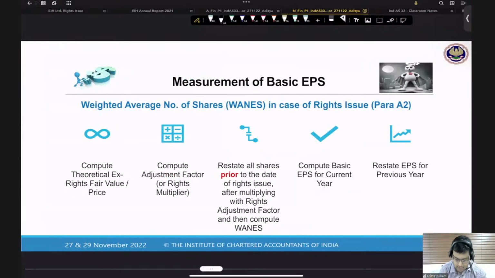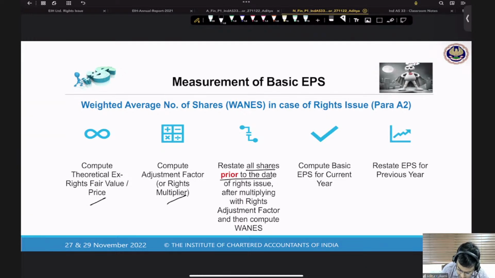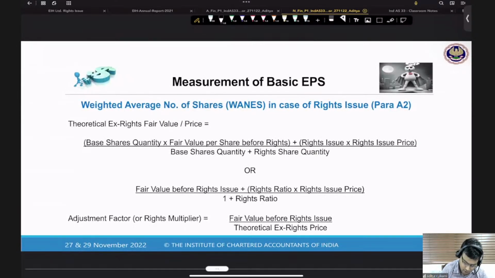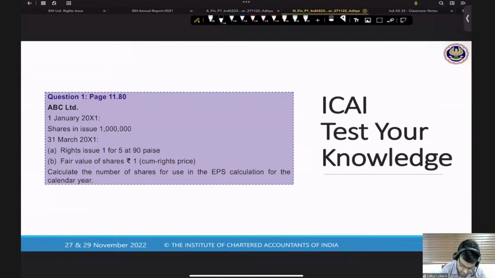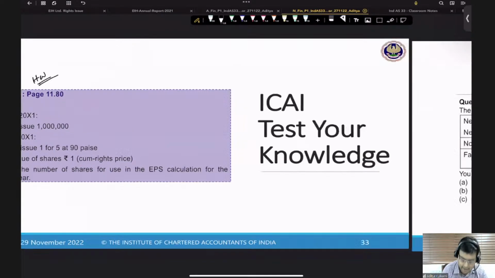See, all this I have discussed in my theory. Weighted average in case of rights, theoretical compute adjustment factor, restate all shares prior to the date of rights issue, compute EPS for current and restate the EPS. Okay. Wayne's in case of rights issue, I told you how to calculate. So I'm leaving you with this question. Test your knowledge for homework because I have discussed it entirely in detail.